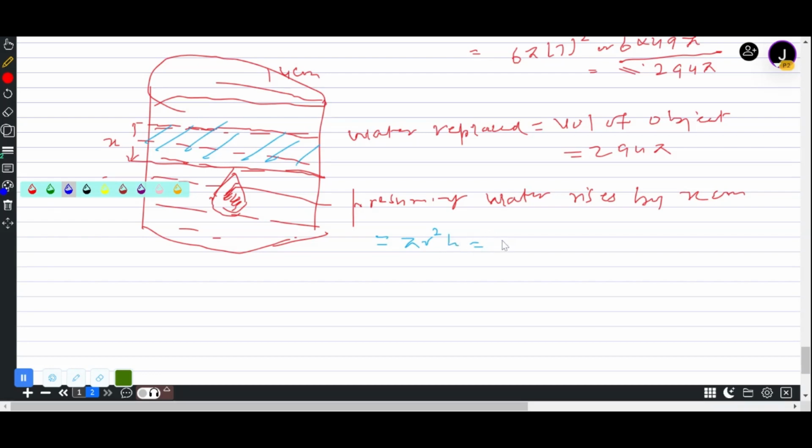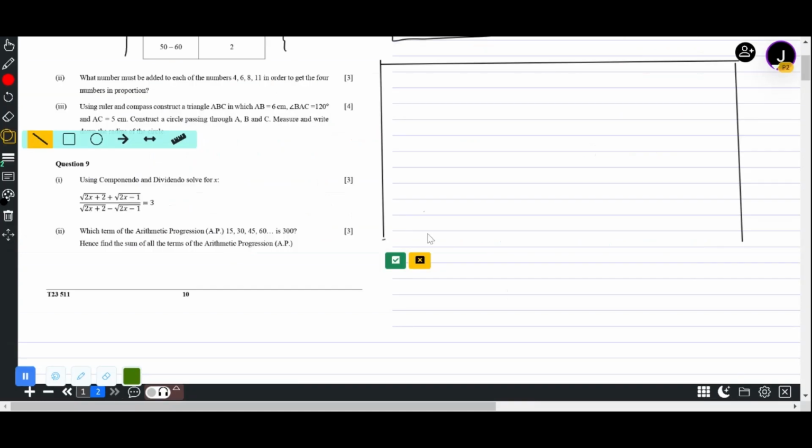Here the question says that we have to find the mean of the distribution using the shortcut method. That is question number 8, part 1. We have this mark distribution given, and we have the frequency given. So what is the shortcut method? We will find deviation. Okay, so let me draw the table.